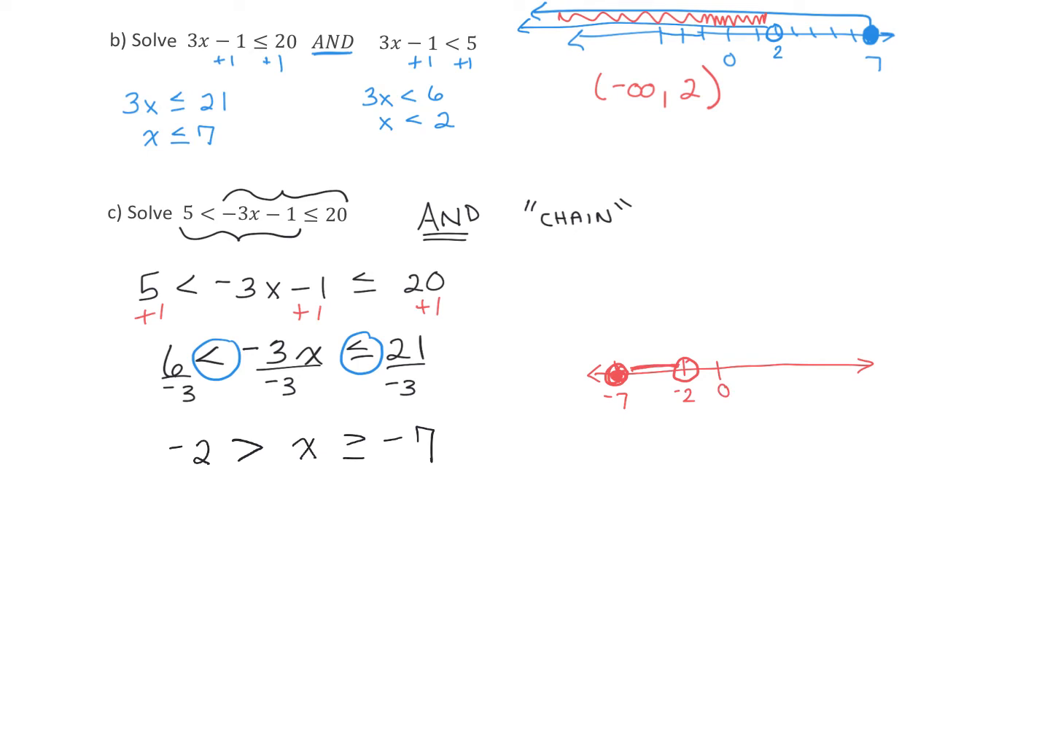When we write our interval notation and we're using a chain of inequalities, it's very tempting to just write it in order of the inequality. But you'll notice in this case, when we read the graph from left to right, we always put the smaller number first. So this should be negative 7 to negative 2.